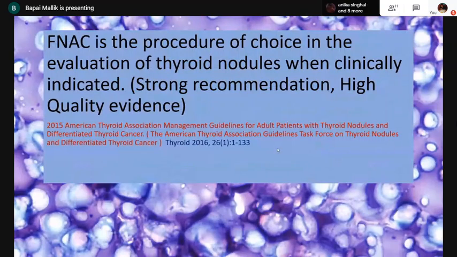So here is the first slide. And I decided to start with this one because this really is the key point. So fine needle aspiration cytology is the procedure of choice in the evaluation of thyroid nodules when clinically indicated. Now, this is according to the American Thyroid Association Management Guidelines for adult patients with thyroid nodules and differentiated thyroid cancer, published in 2015. And this is a very strong recommendation, which is based on a high quality evidence.